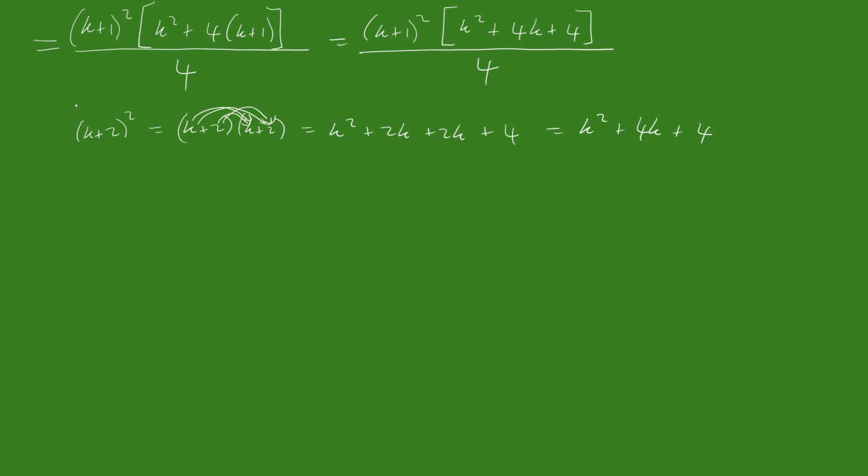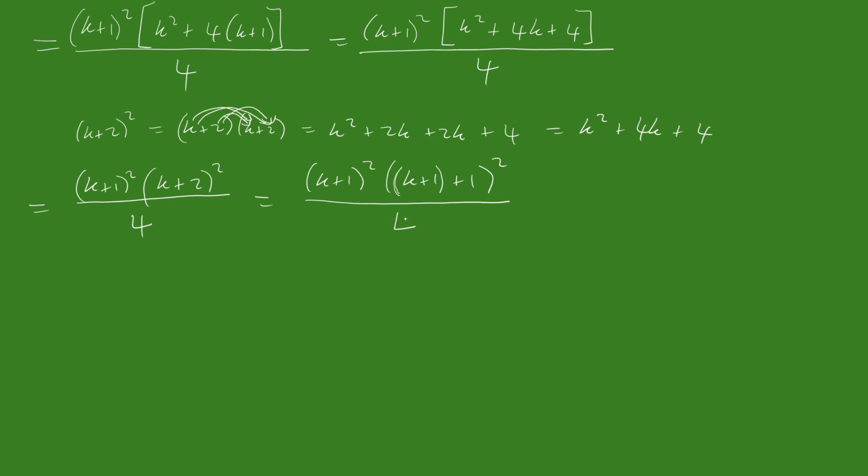So the top there, we can write it now as (k+1) squared. I'll go back to round brackets because this is just (k+2) squared. Now k+2 can be written as k+1+1. So we can say (k+1) squared multiplied by (k+1+1) squared. So why am I doing that? We want to write this k+1 almost as if it's a separate entity, all over 4.